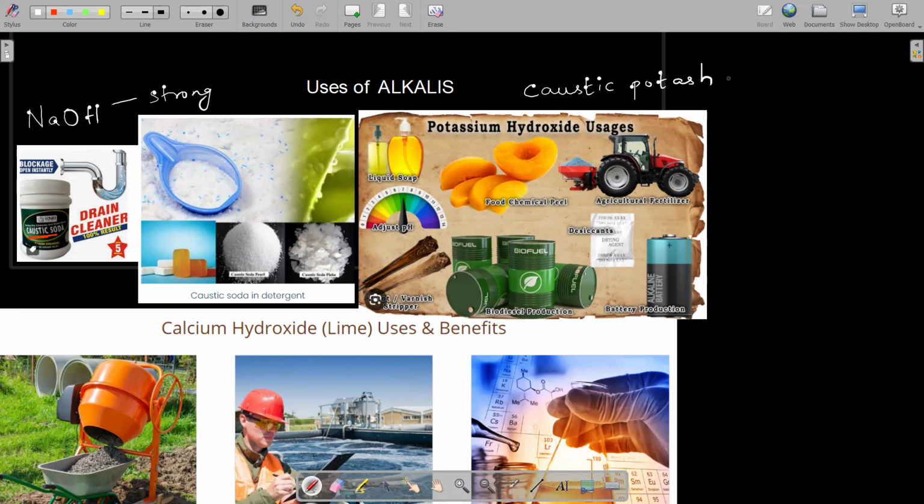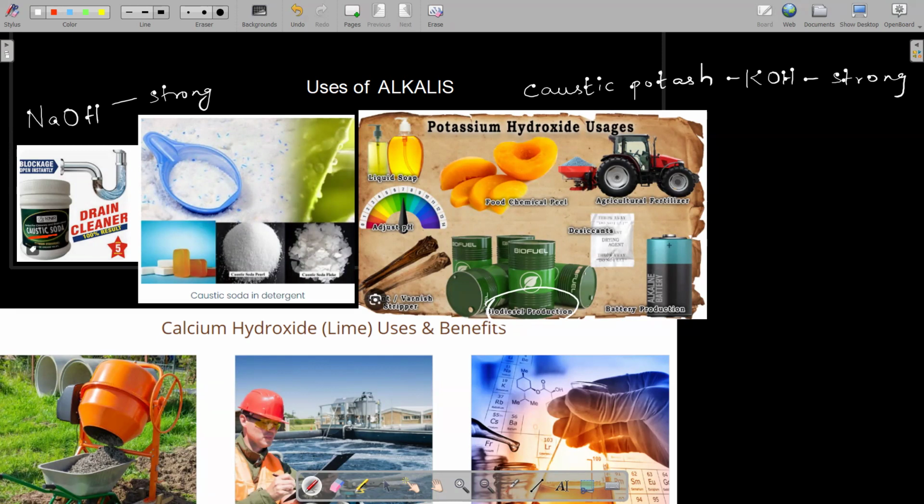And what is its formula? Its formula is KOH. And it is also a very strong alkali. It is also used in biodiesel. Can you see this? They are used in biodiesel production, liquid soap, agricultural fertilizer, and battery production. So these are a few uses of alkalis.